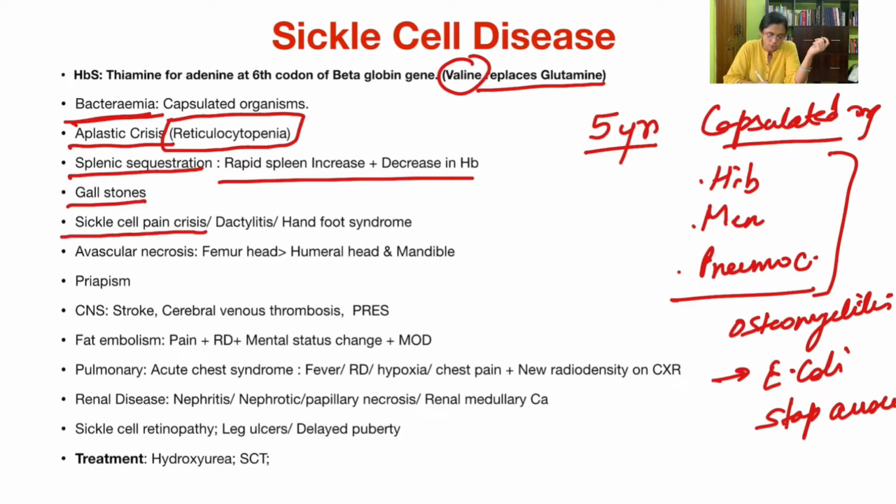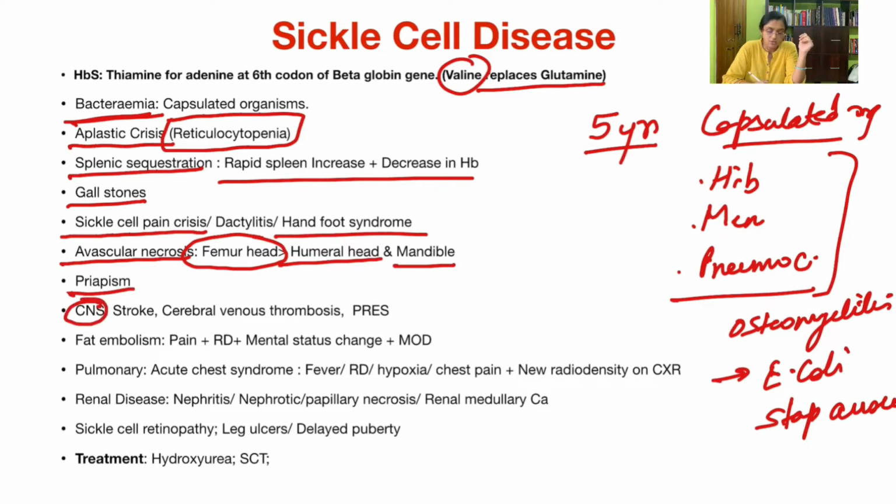These patients are very prone to develop the sickle cell pain crisis, in which especially the hand and foot are involved, leading to painful swelling of the hands and foot, which is called hand-foot syndrome. Then avascular necrosis is also an important complication. It affects usually the femur head. Apart from that, it can also affect humeral head and mandible. Priapism is also an important presentation of sickle cell disease.